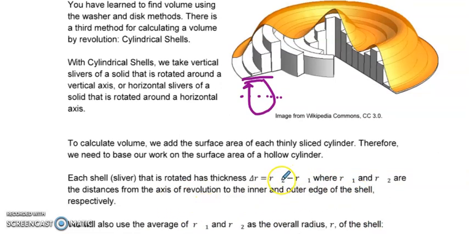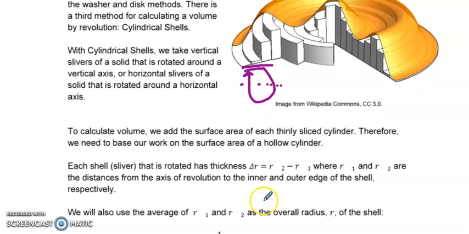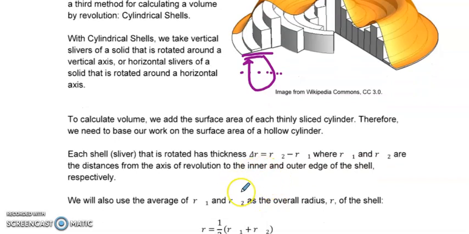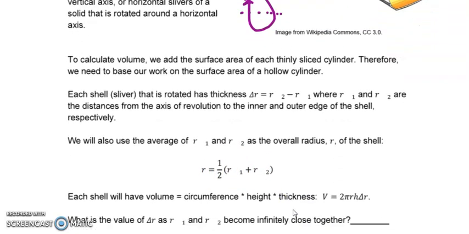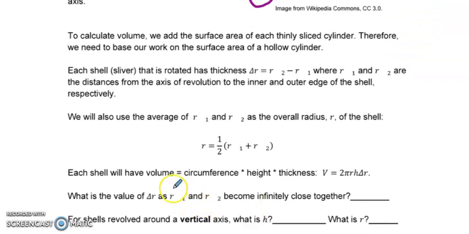And the goal is, of course, to make the distance between these infinitely thin, so we'd get effectively dr instead of delta R. But the actual radius that we're going to use for each cylindrical shell is going to be the average of R1 and R2. So we're going to call R equal to the average of the inner radius and the outer radius of this cylinder. And then for the volume we basically get the circumference times the height times the thickness.